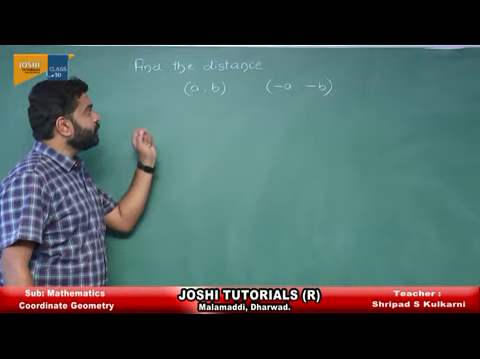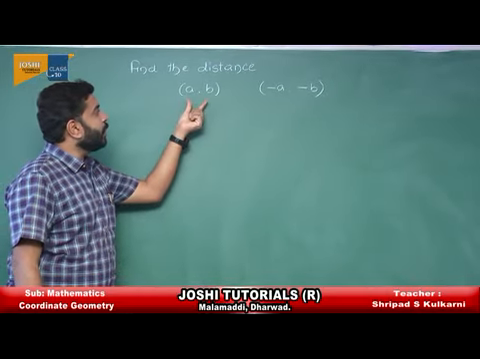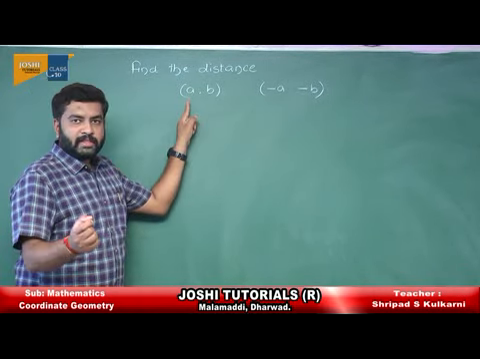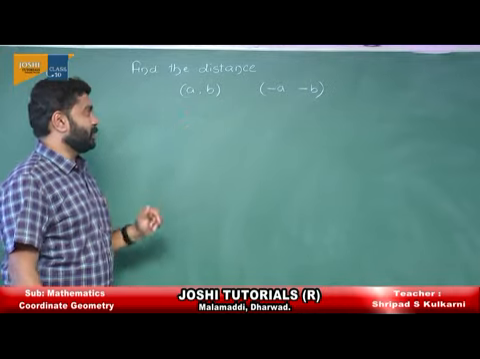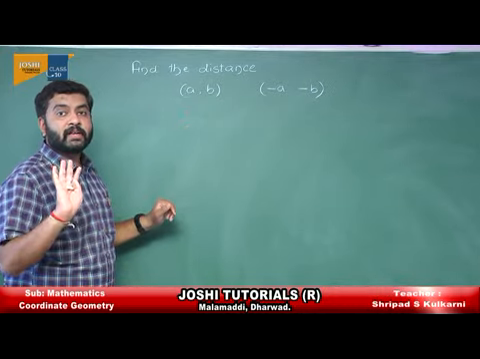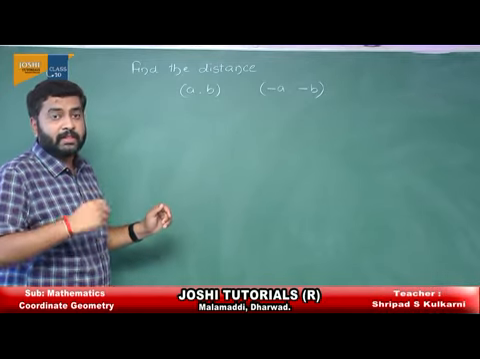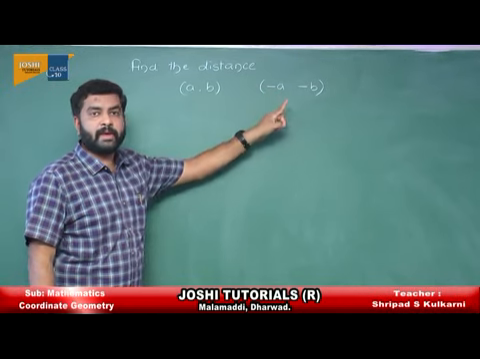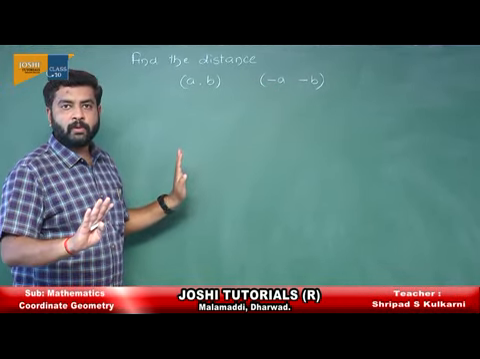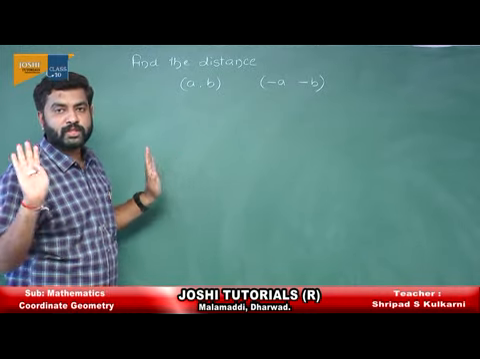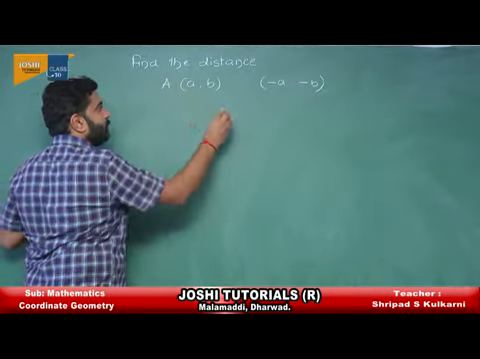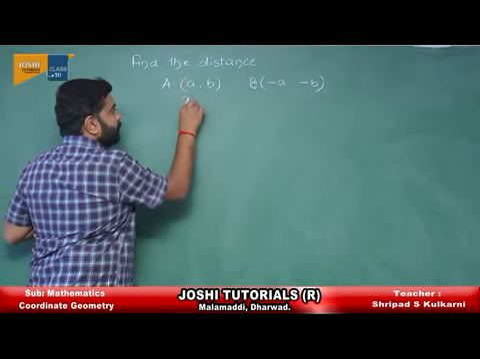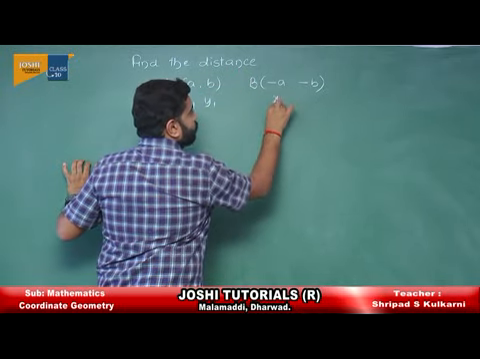Third question. Find the distance between the points (a, b) and (minus a, minus b). Here there is a slight change between the previous problems and this. There are no constant numbers like 2, 3, minus 5, minus 6; here they have given alphabets: a, b, minus a, minus b. But the application of the formula is the same. There is no change in it. Let us consider one point as A and the other as B. This is x1, y1, and this is x2, y2.